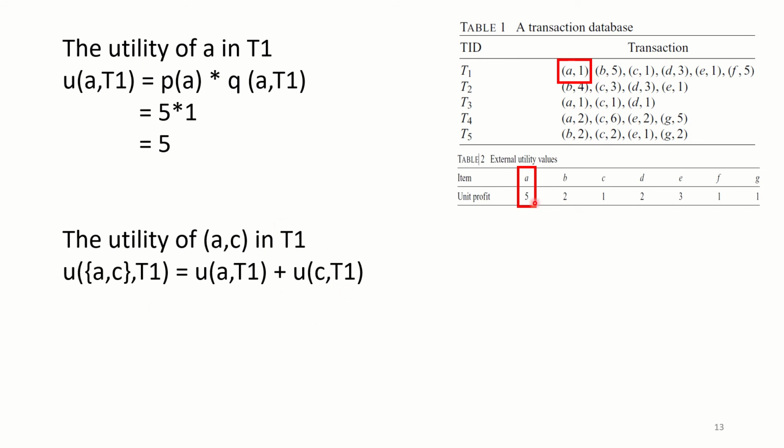Like we already have the internal and external utility of A, we need to find the internal and external utility of C, which are also 1 and 1. So if we multiply 1 and 1, we get 1, and we add it up with the utility of A, which is 5 into 1 plus 1 into 1, which is 6. So the utility of AC is 6.